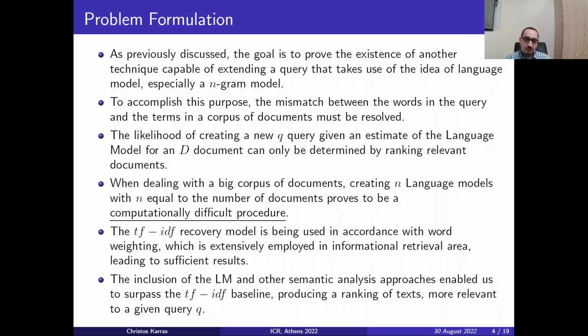So the tf-idf retrieval model is being utilized in accordance with word weighting, which is extensively employed in the information retrieval area. And this leads to sufficient results, not optimal, but sufficient results to work on for improvements. So the inclusion of the language model and other semantic analytic approaches enabled us to overpass the tf-idf baseline to produce a ranking of texts which are more relevant to a given query Q.